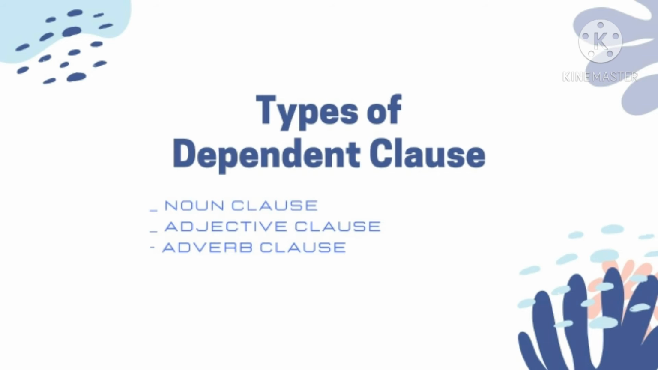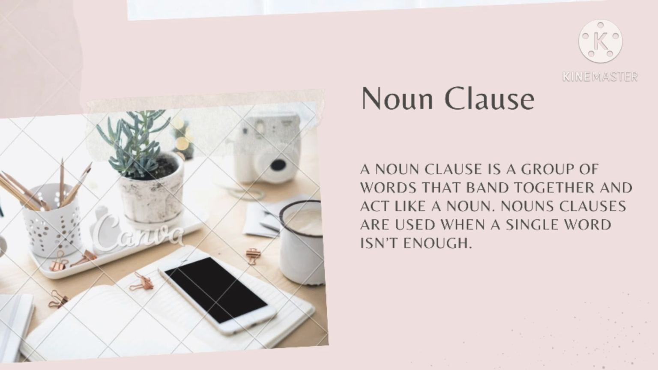And the next is types of dependent clause. Number one is noun clause. Number two is adjective clause. And the last is adverb clause.